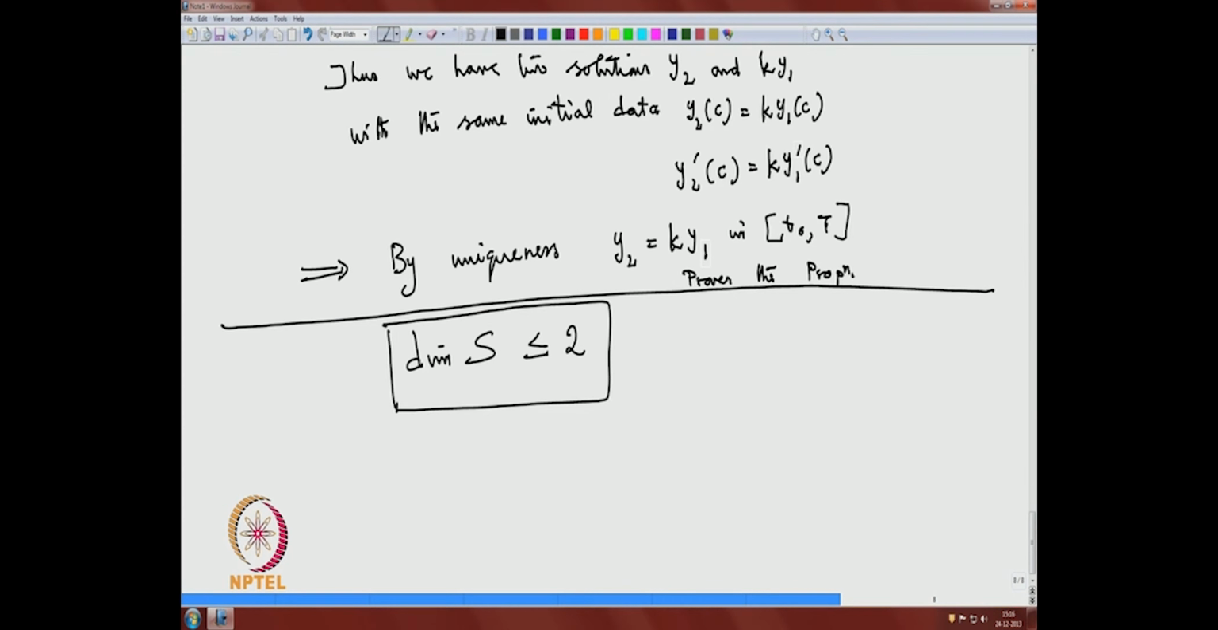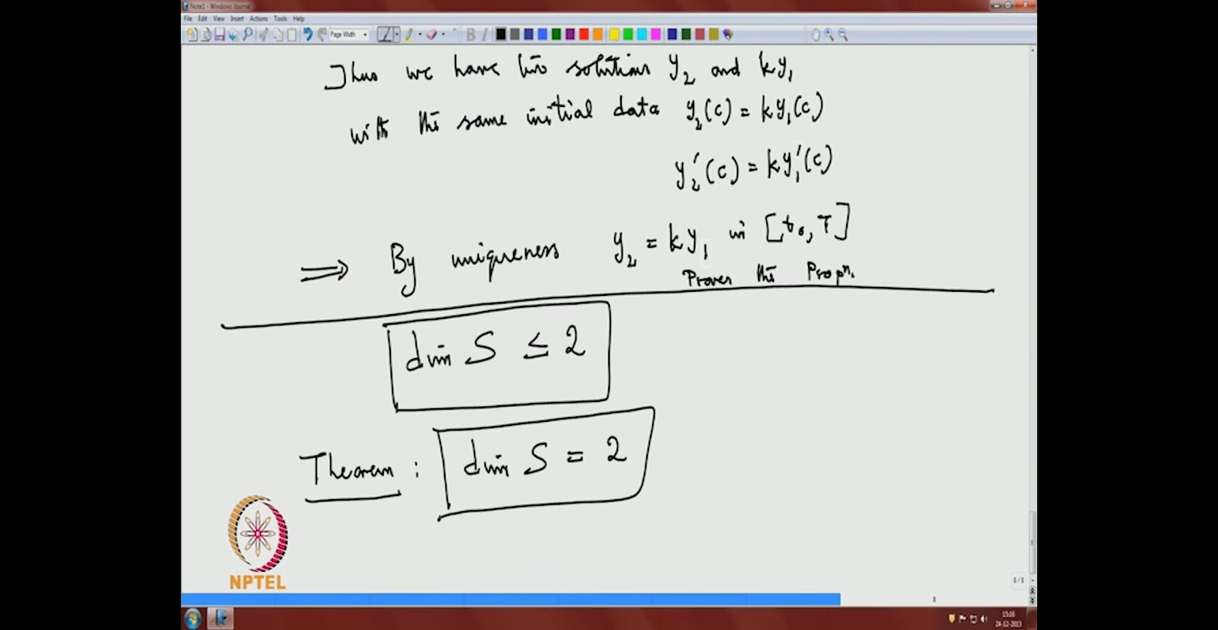But what we will soon see is the next proposition which we want to do. Let me do that as a theorem before I complete this lecture. Theorem: S is the set of all solutions to the homogeneous equation, please keep that in mind. The dimension of S is equal to 2. The proof is now not difficult. The major part of the proof is already done, proving the dimension of S is less than or equal to 2.